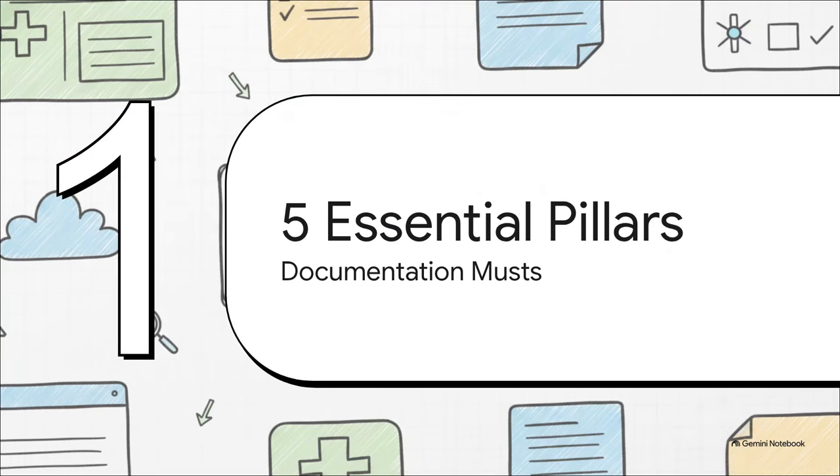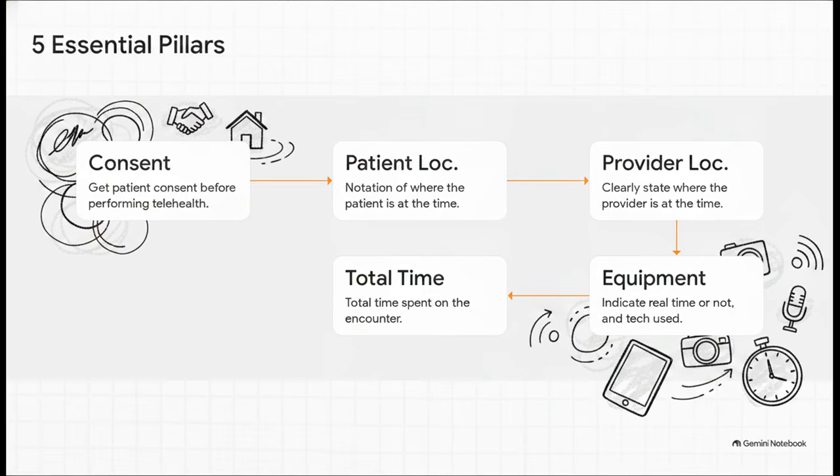All right, moving right along to Section 2, the 5 essential documentation pillars. Let's see what actually makes up this foundation. These are the 5 absolute non-negotiable steps you must take on every single encounter to ensure strict payer compliance. 1. The patient-informed consent. 2. The patient's location. 3. The provider's location. 4. The type of equipment used. And 5. The total time spent. Let's inspect each of these pillars in a bit more detail, starting with number 1.